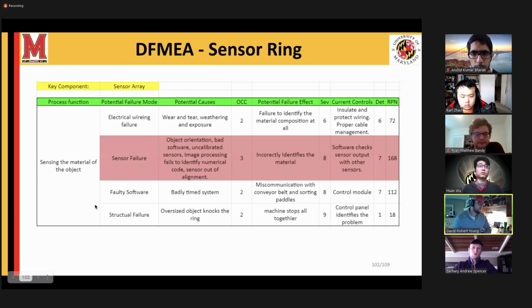In the sensor ring, the failure mode with the highest RPN is a sensor failure. This is when a sensor is not calibrated correctly or the image processing fails or for some other reason the sensor fails to identify the material. This failure has a low likelihood of happening, but it would be very severe and hard to determine if it occurs.